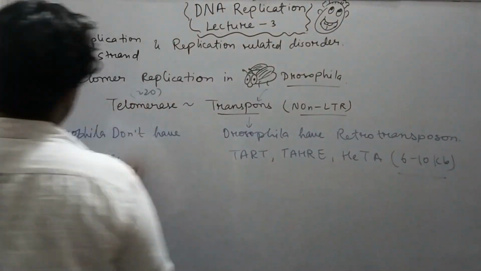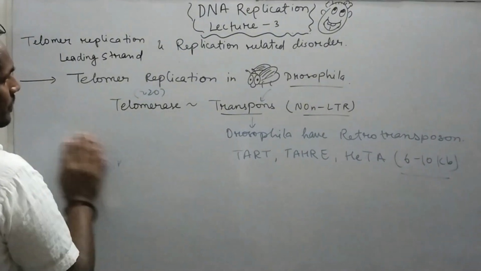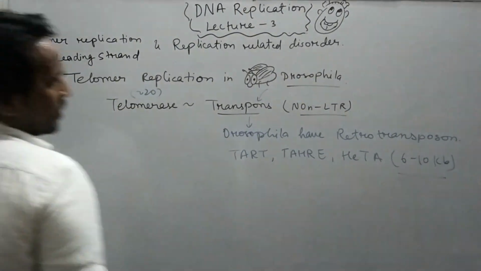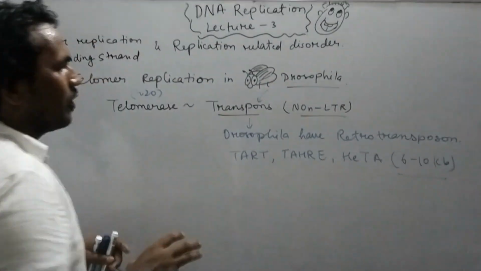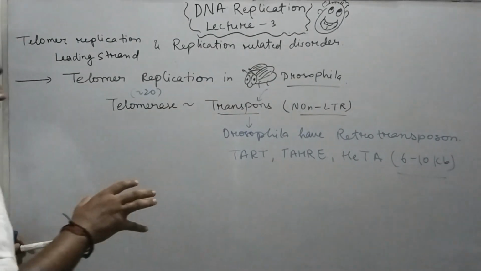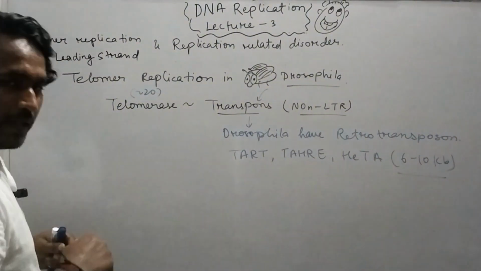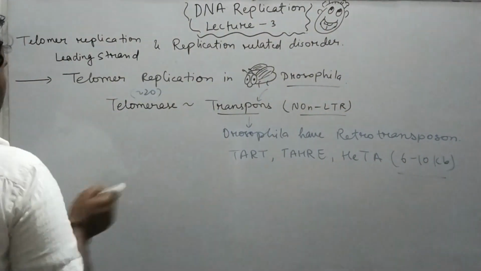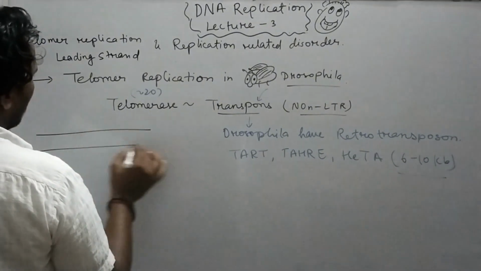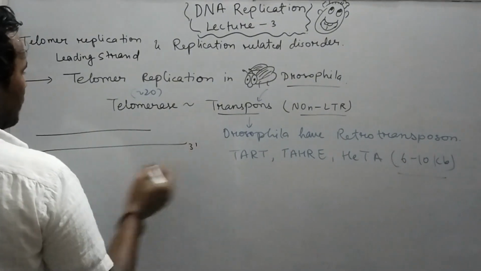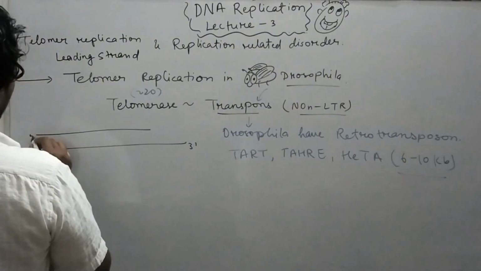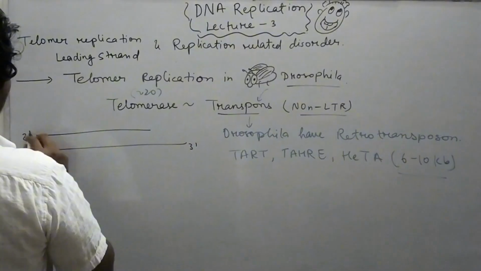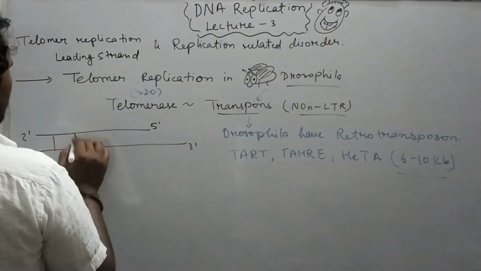You know the concept. You can tell me how this transposon is going to help in preventing the DNA shortening. So suppose this is a DNA and it has an extended 3 prime, and suppose this is a TARD sequence.